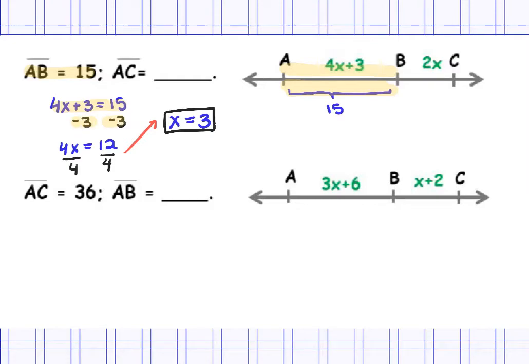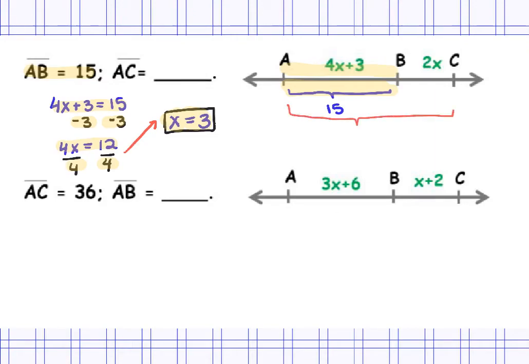Subtract 3 from both sides. That gives me 4x equals 12. Divide both sides by 4, and that gives me my value of x as x equals 3. So now I had to be careful because the question is actually stating what is the value of AC. So I want to know this entire value here.